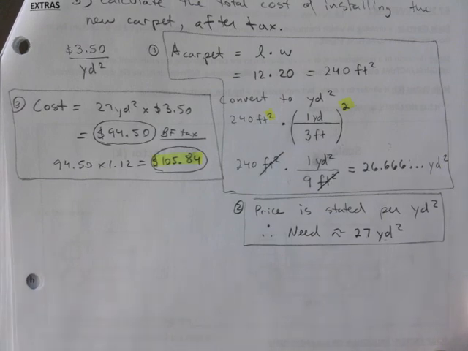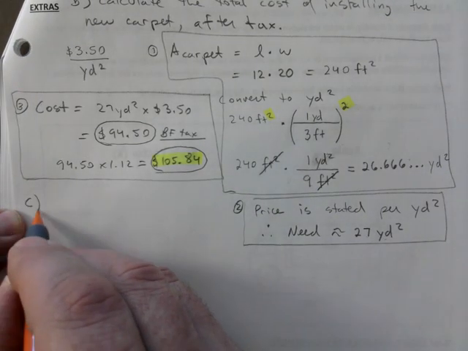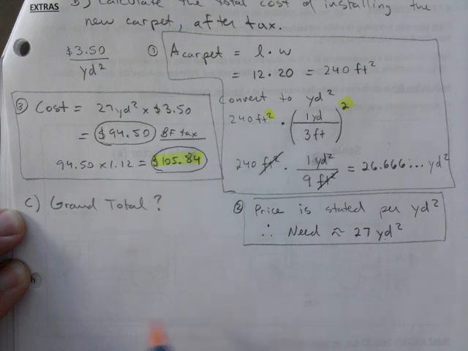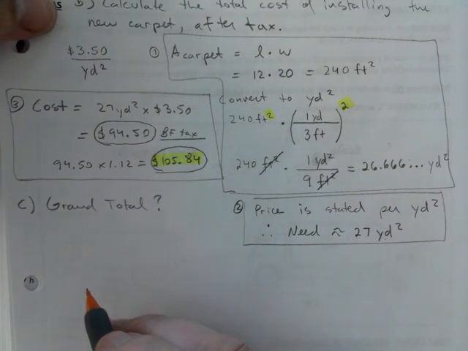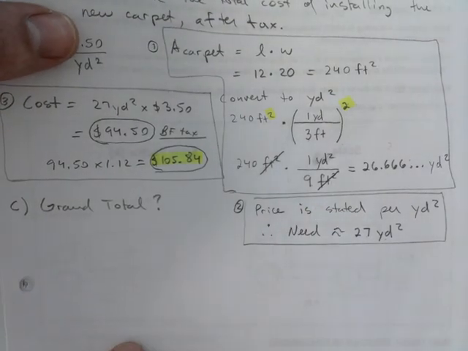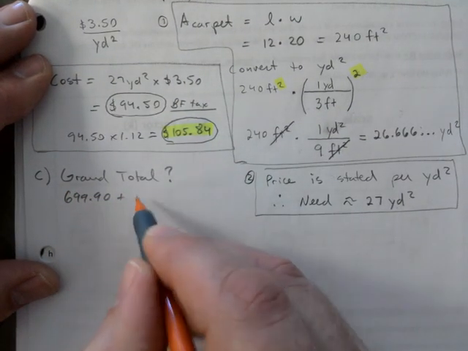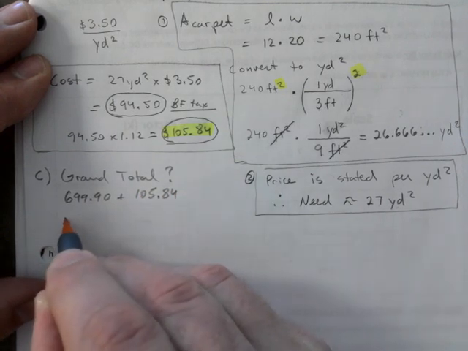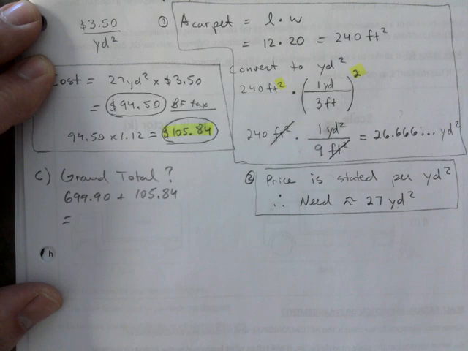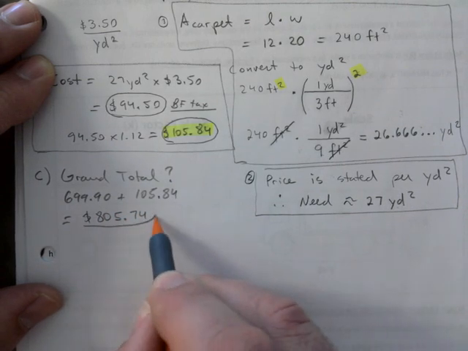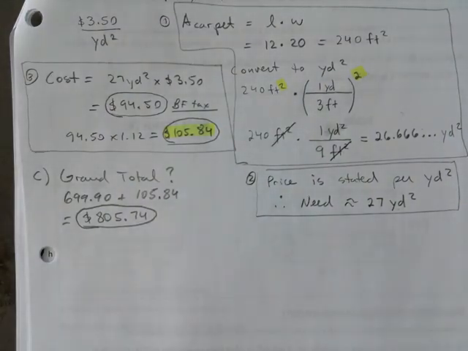C was the grand total, right? C is asking for the grand total. So we're just going to add both answers. So I'm basically going to, let me just skip back. Okay, I need to get that number real quick. 699.90 plus 105.84. So that's 805.74 for this reno. Okay.